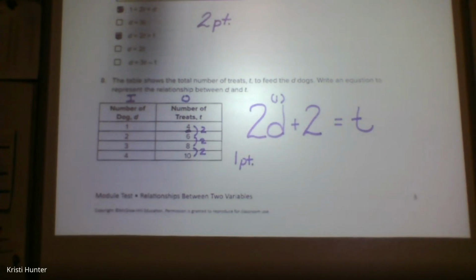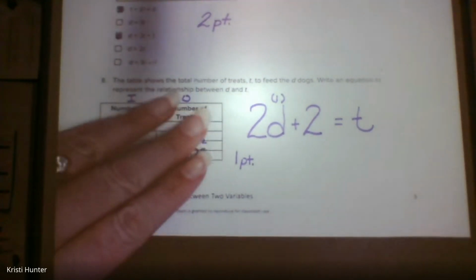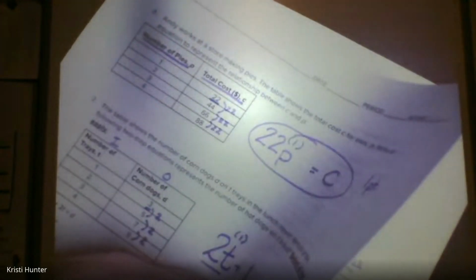All right, so 6, 7, and 8 are actually very similar. Do you guys have any questions on those that we can answer before we go on? All right, I see a lot of thumbs down, so we'll keep going. Almost there. This was a long one. It's got lots of parts.